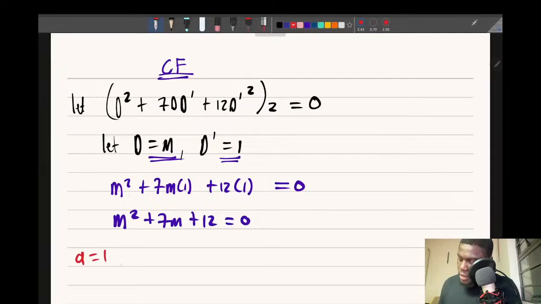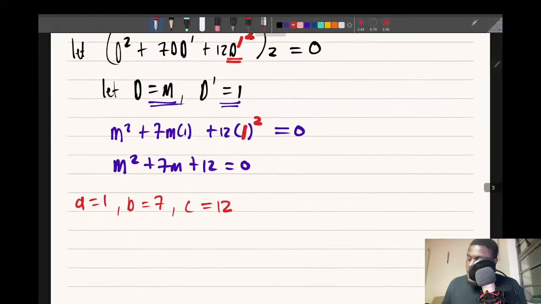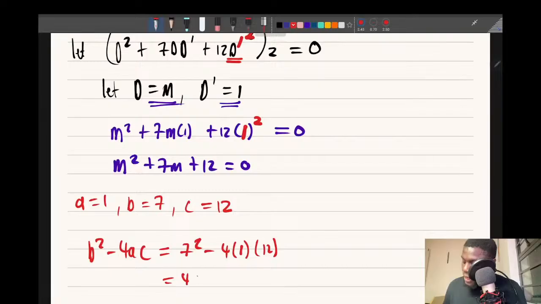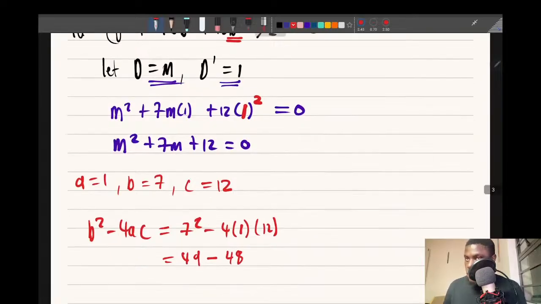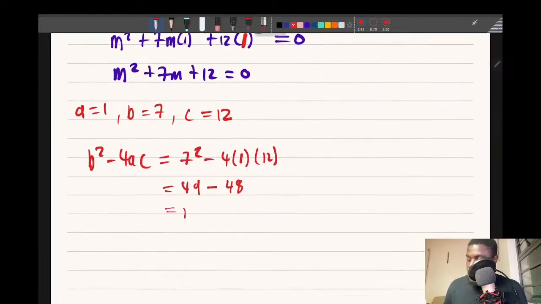A is 1, B is 7, C is 12. D' is 1, so it's like 1 squared, which is 1 by 12. So here we have it. Now we're going to first get b squared minus 4ac. This is going to be 7 squared minus 4 by 1 by 12, which is 49 minus 48, which is going to be 1.